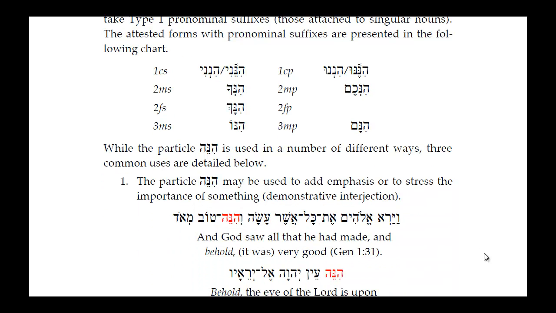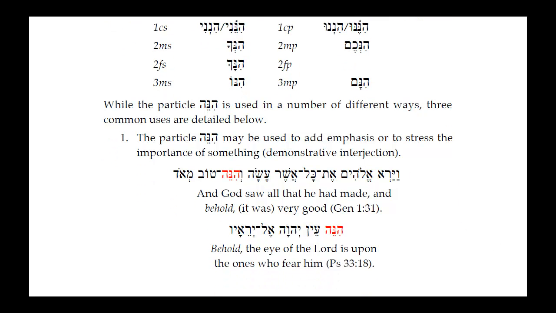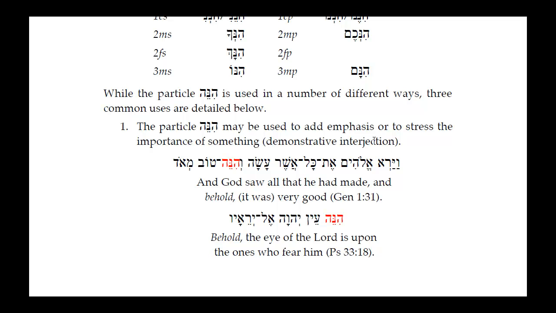While the particle hene is used in a number of different ways, three common uses are detailed below. The particle hene may be used to add emphasis or to stress the importance of something as a demonstrative interjection. You have Vayar Elohim et kol asher asa vehene tov me'od. And God saw all that he had made, and behold, it was very good. Tov me'od, very good. Genesis 1:31.